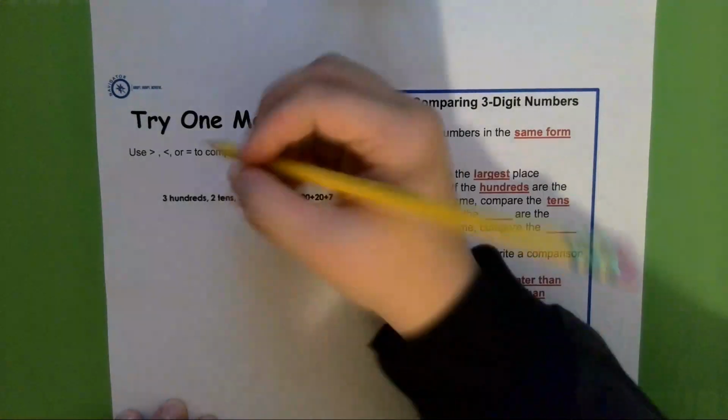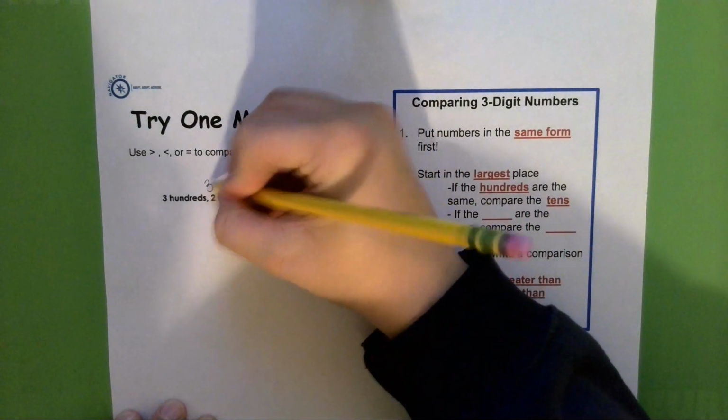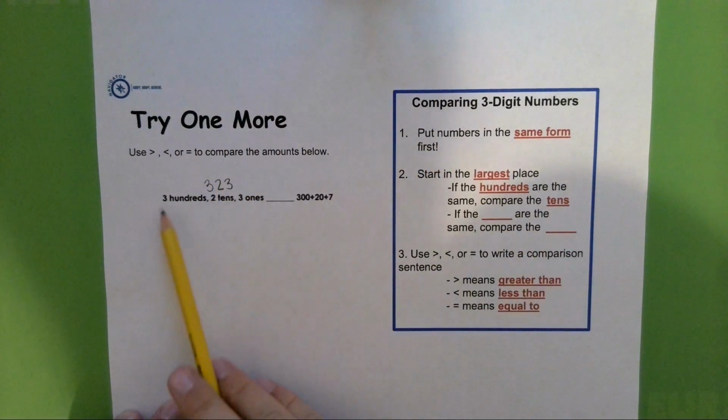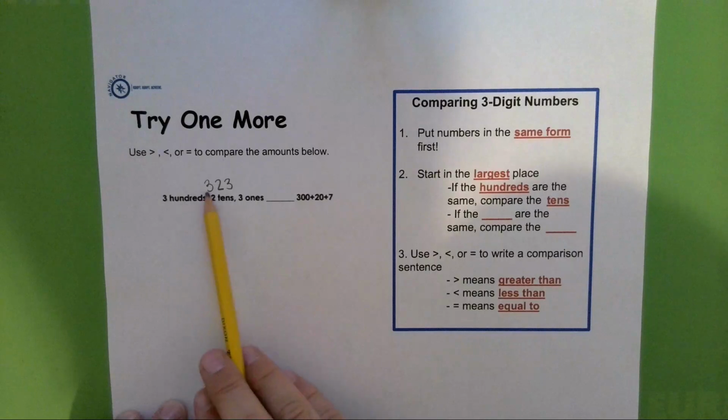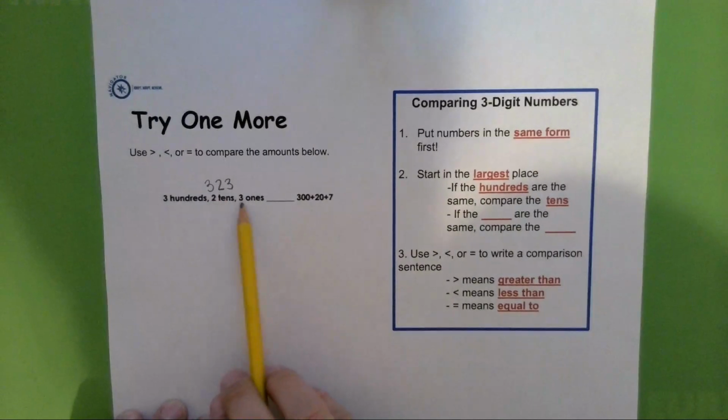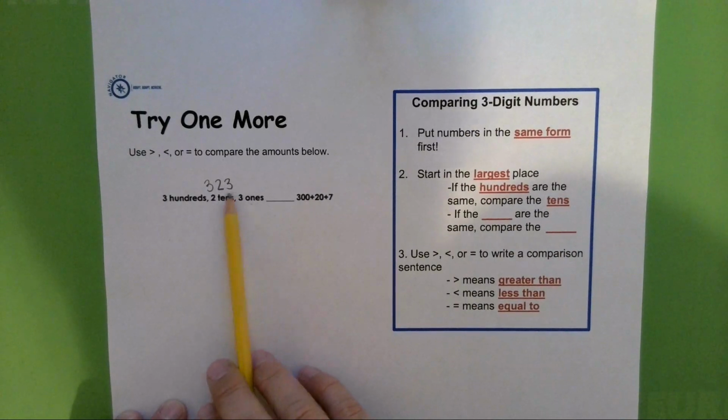I bet you said that in standard form we should write 323 because we can see in unit form that there are 300s, so we write 300, 2 tens, so we put a 2 in the tens place, and 3 ones, which means we put a 3 in the ones place.